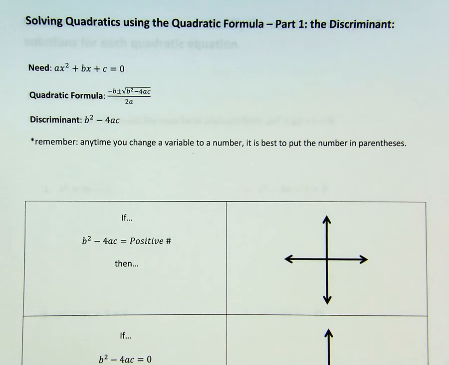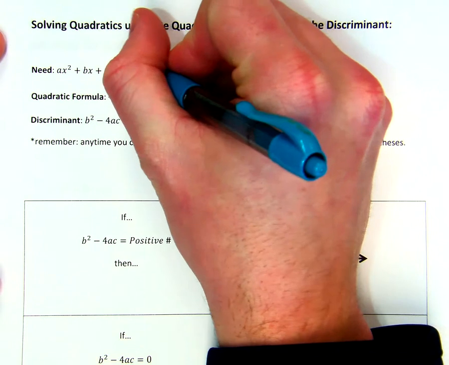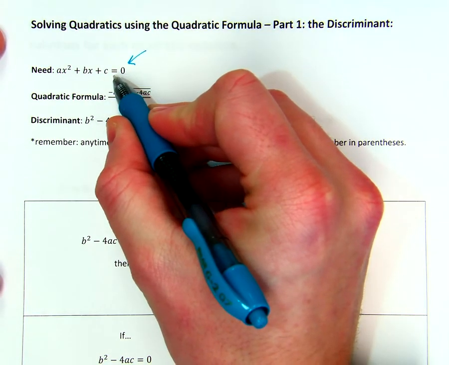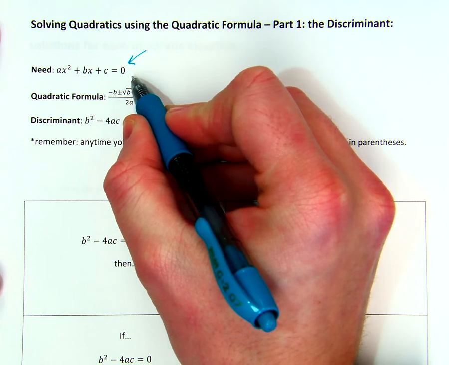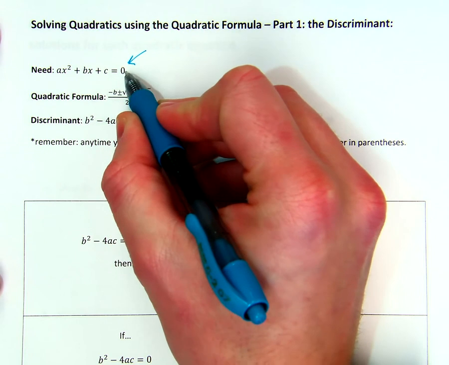In this section, we learn how to solve quadratic equations using the quadratic formula. Some things to keep in mind are that you need the quadratic written in standard form, and that means it has to equal 0. Sometimes you're going to see these that equal something other than 0, and when that's the case, we're going to need to take whatever item is over here and move it over so that the entire equation equals 0.